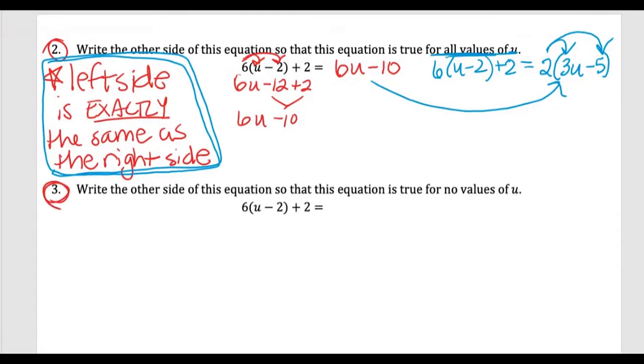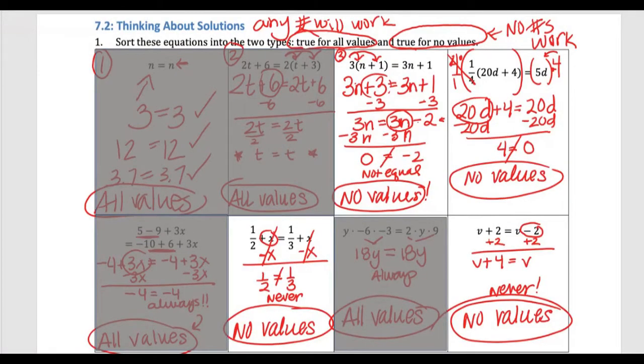So now let's look at number 3. Write the other side so the equation is true for no values. So let's take a look, and I blacked out the all values, and I'm looking only at the no values, and let's see what happened.